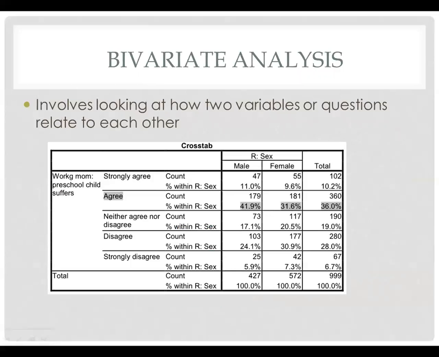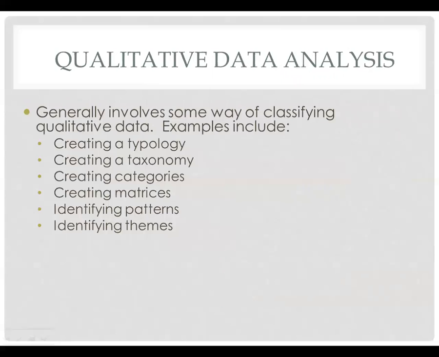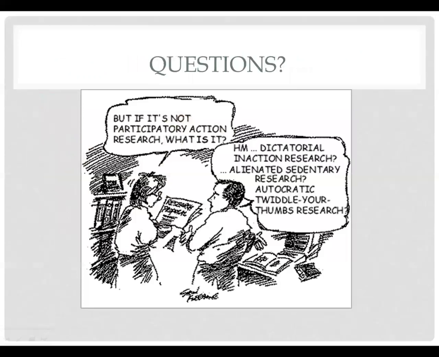And then you looked really briefly at bivariate analysis. You know, how do 2 variables relate to each other? Comparing them in very simple ways. You could do a crosstab or just a simple correlation. And then obviously we move from quantitative to qualitative data, and there are different ways to look at qualitative data: typologies, taxonomies, categories, matrices, looking at patterns, looking at themes. And so those are different ways to analyze data if you're looking at qualitative data. And so that is really your 12-week course in a whirlwind tour.